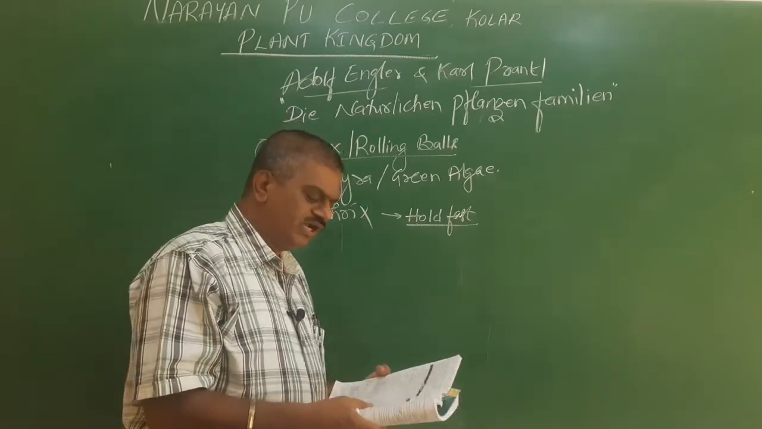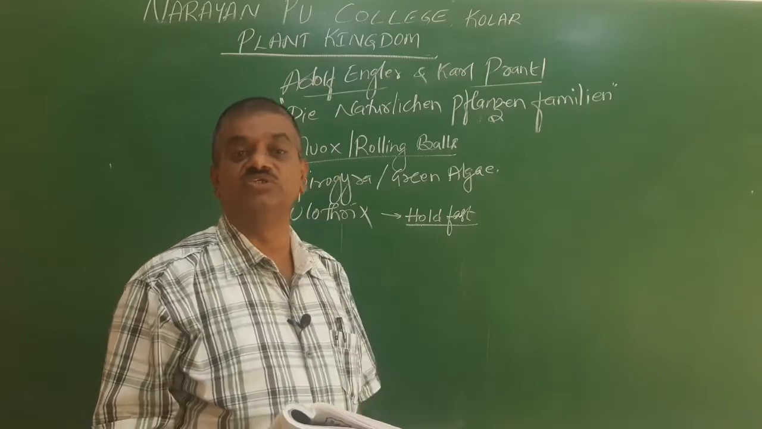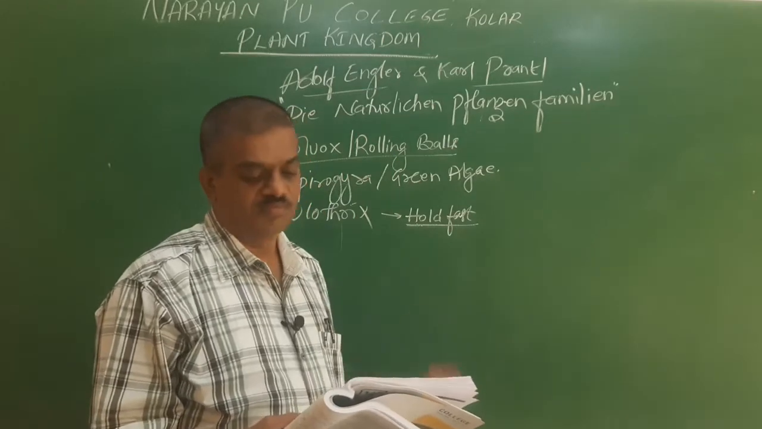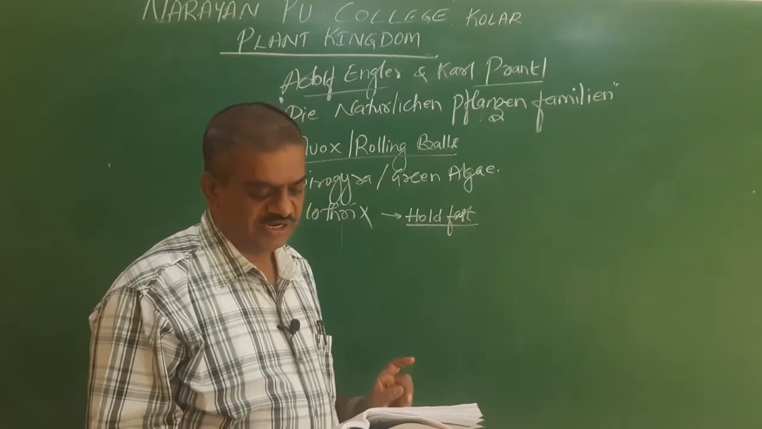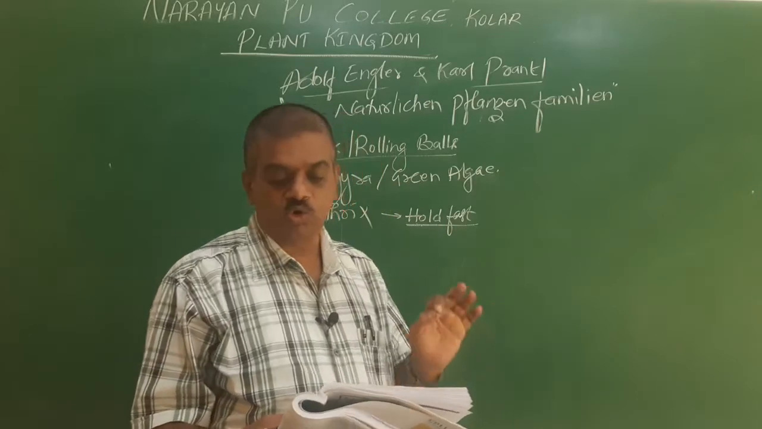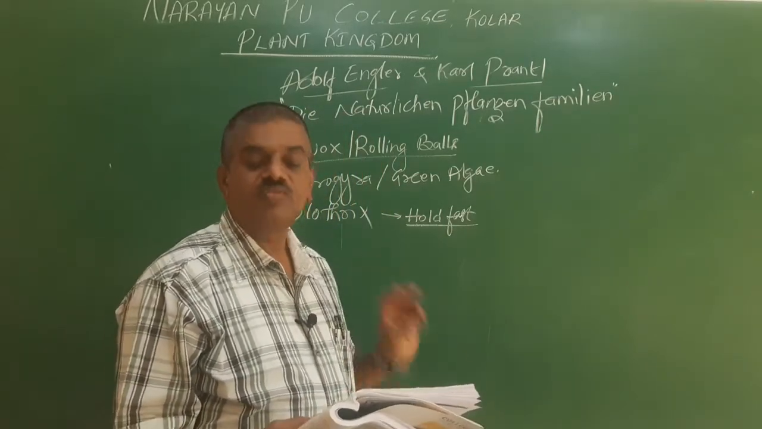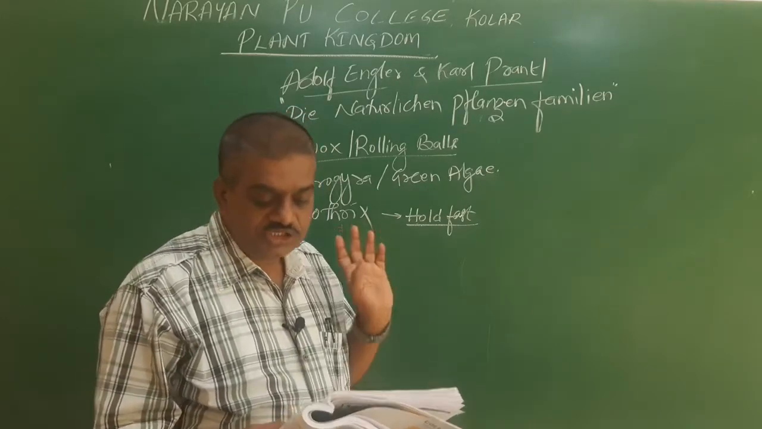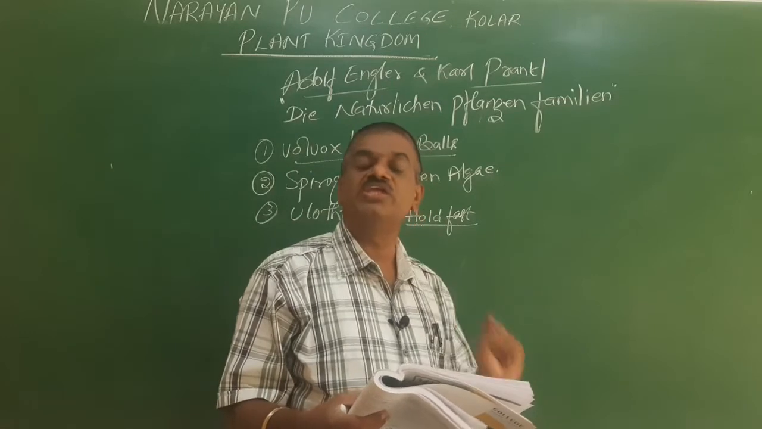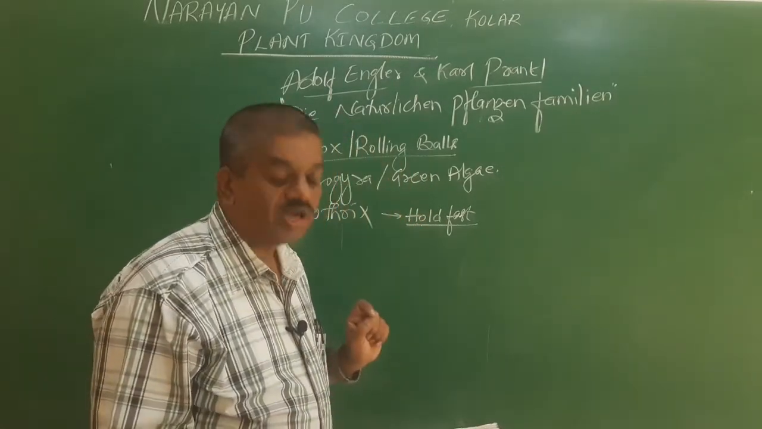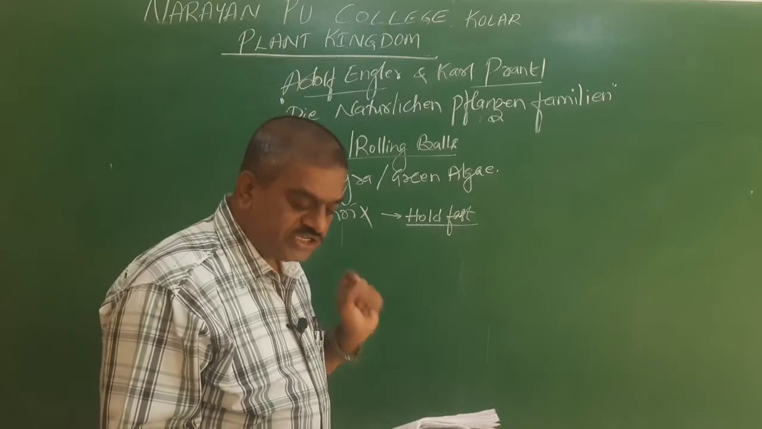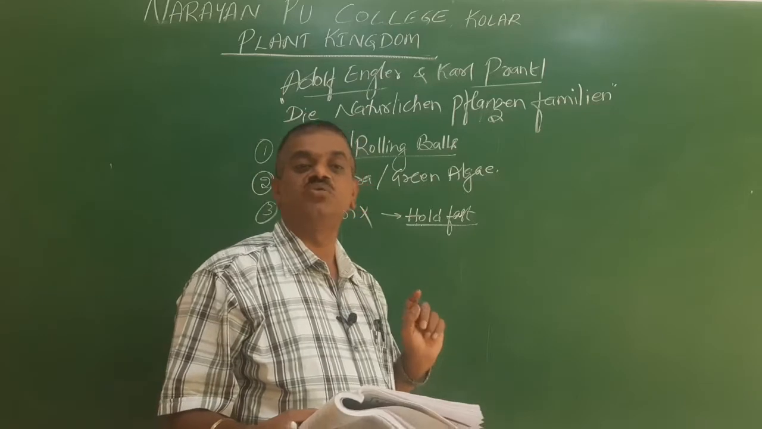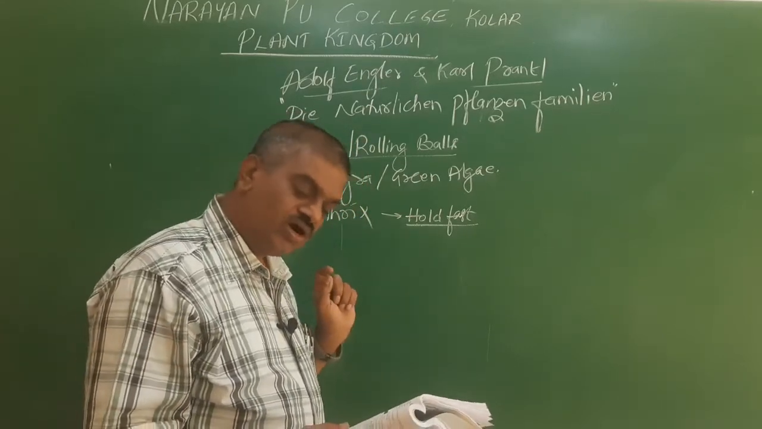Pyrenoids. We know that pyrenoids are reserve food materials found in the chloroplast of which group: the first option algae, the second option pteridophytes, the third option gymnosperms, and the fourth option angiosperms. The pyrenoids are present in the chloroplast and are usually present in the algae. So here the right answer is the first option, algae.